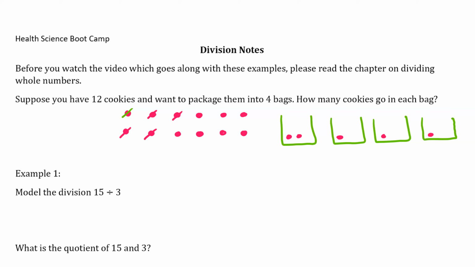So I'll put 1 in a bag, this one in this bag, and this bag. And then I'll do it again. So this guy, this guy, this guy, and this guy. So what I did was I took each one of those and I separated it into 4 bags. And how many cookies are in each bag? Well, each bag has 3 cookies.